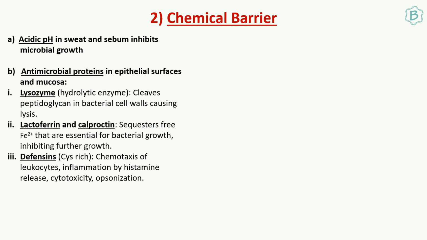Defensins are of two types, that is alpha and beta. These are cysteine rich antimicrobial peptides. They have an array of mode of actions. I have mentioned some of these over here.